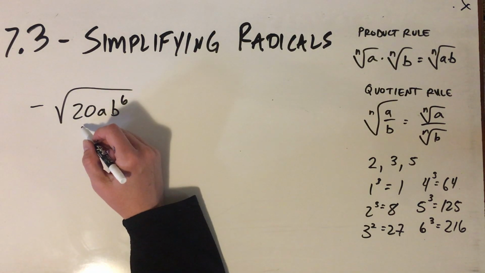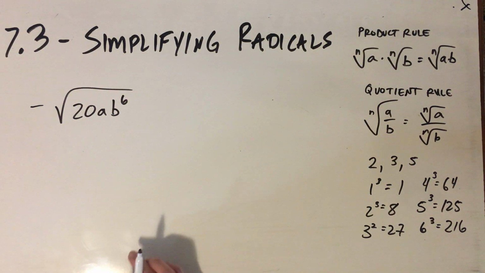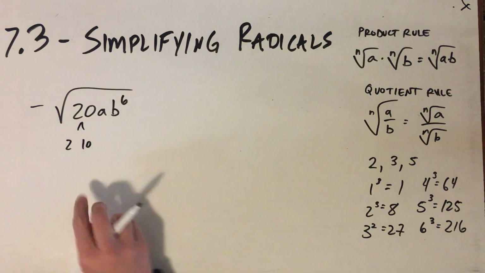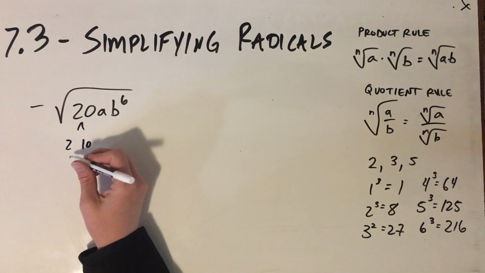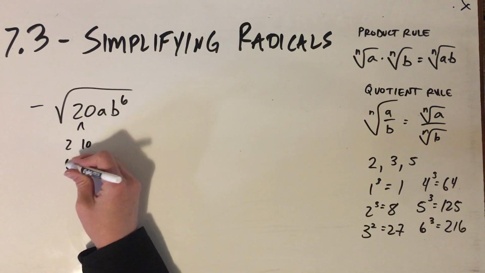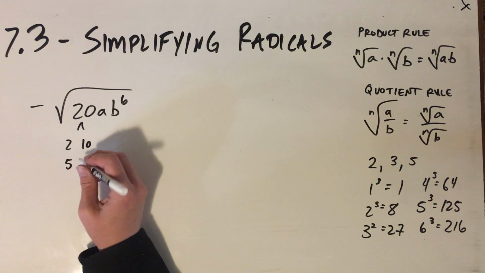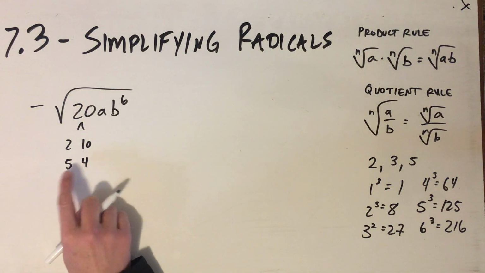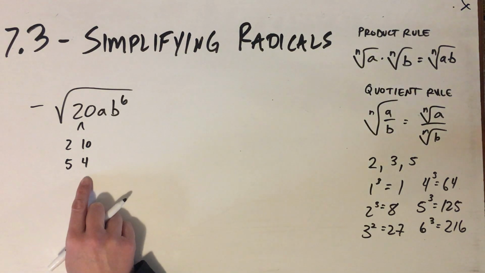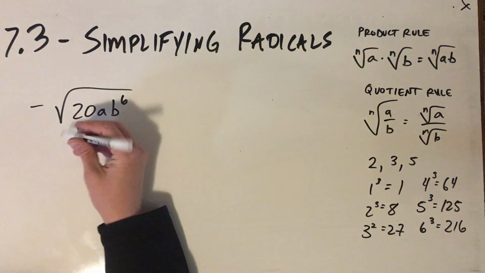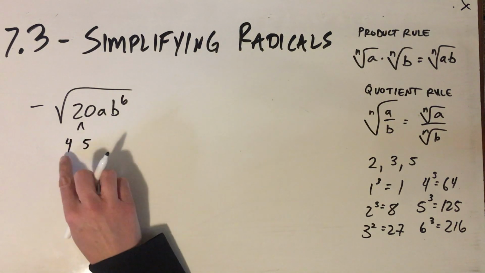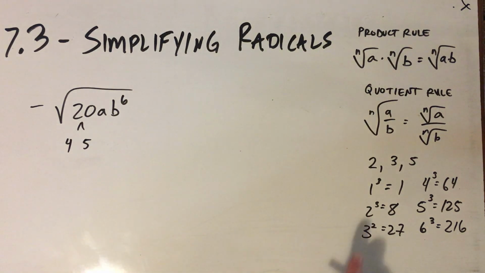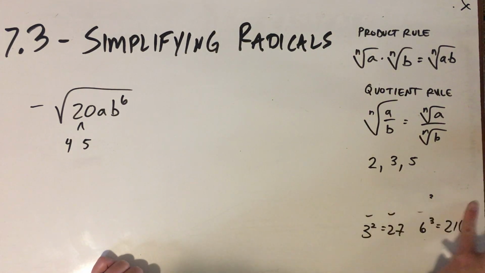Let's figure out this 20. The 20 is not a number I recognize. So again, I'm going to start with like 2 and do 2 and 10. These aren't perfect squares. It's not divisible by 3. So if I do by 4, I get 4 and 5, and if I do by 5, I get 5 and 4, and these are the factor pairs that I'm looking for, is a 4 and a 5, because this is a perfect square.